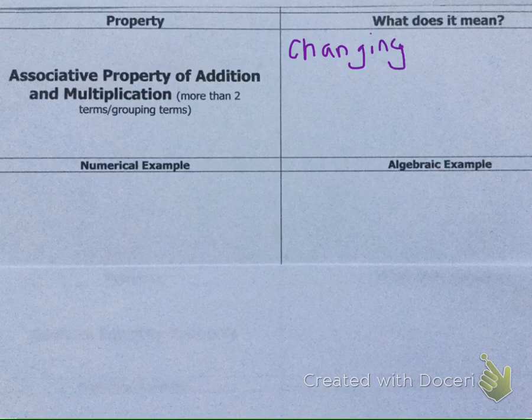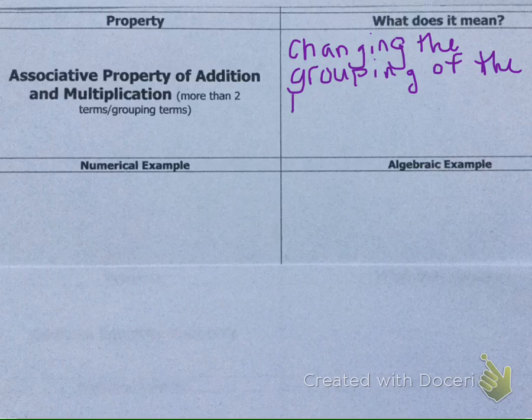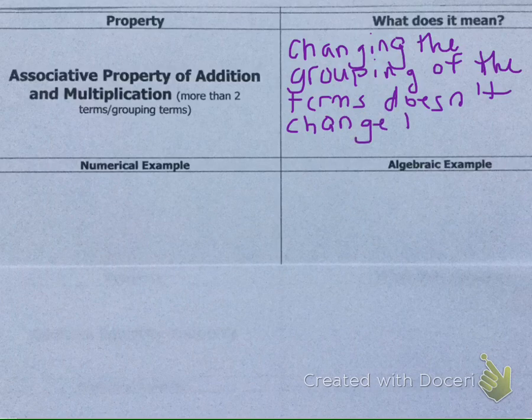Changing the grouping of the terms doesn't change the sum or product. Pretty much the same, except you have more than two terms. I have to apologize for my handwriting. It's sometimes difficult to write with this stylus.